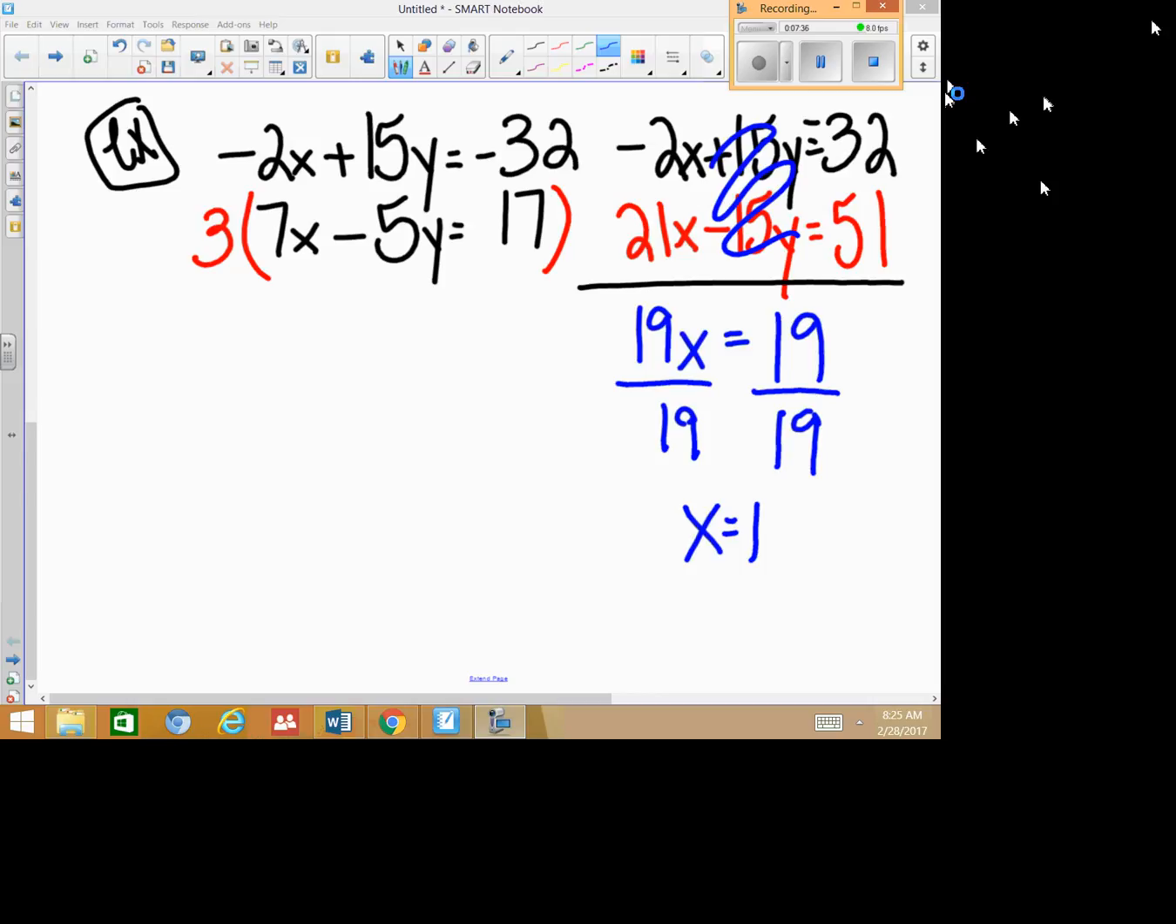Now, I mess up on these negatives, so watch out. What did I do right there? 2x and 21x, I put them together. What's negative 2 and 21 together? 19.